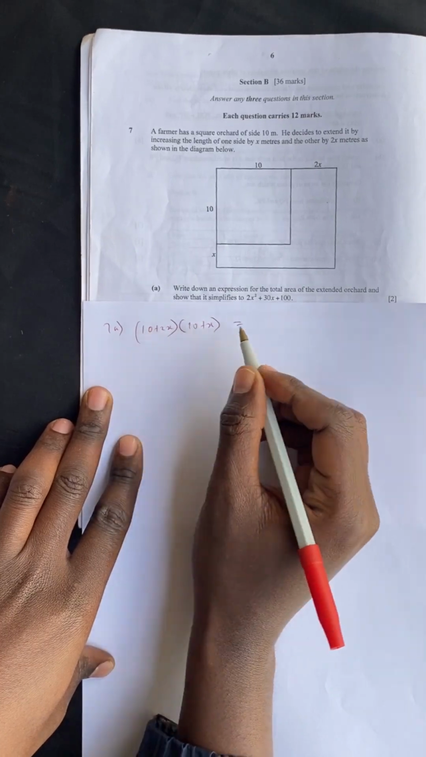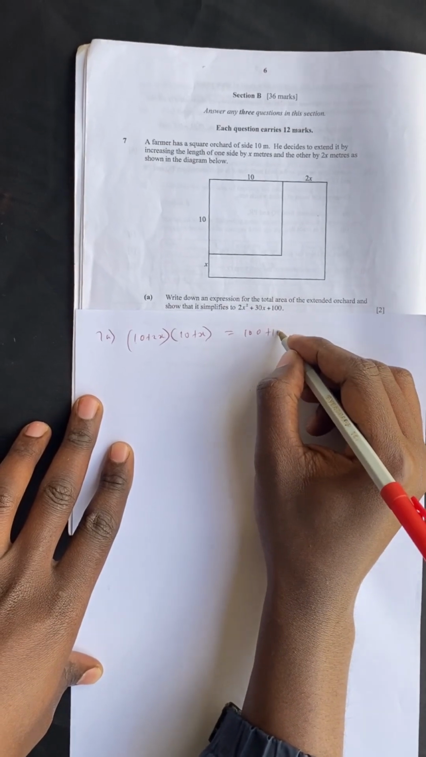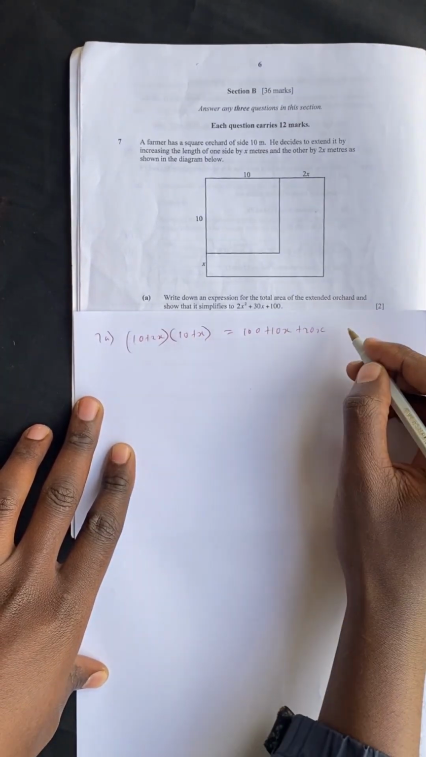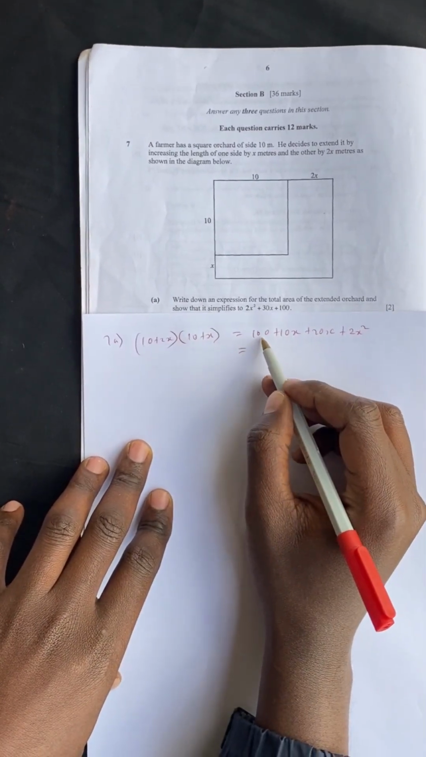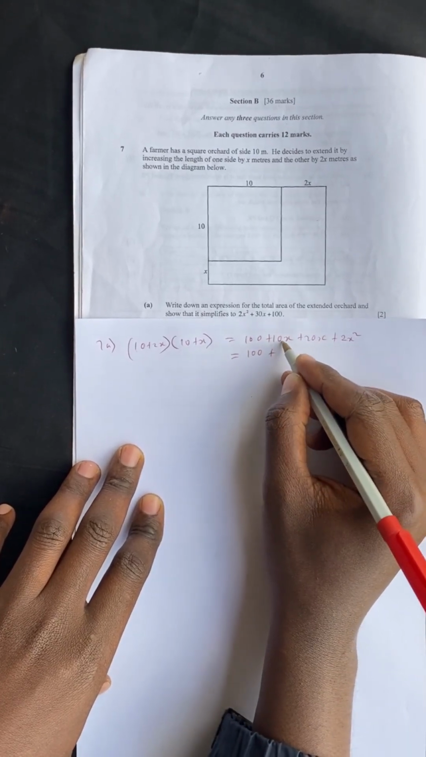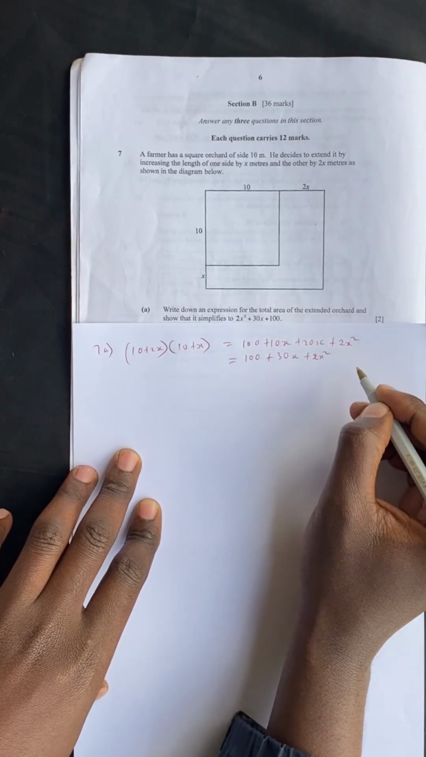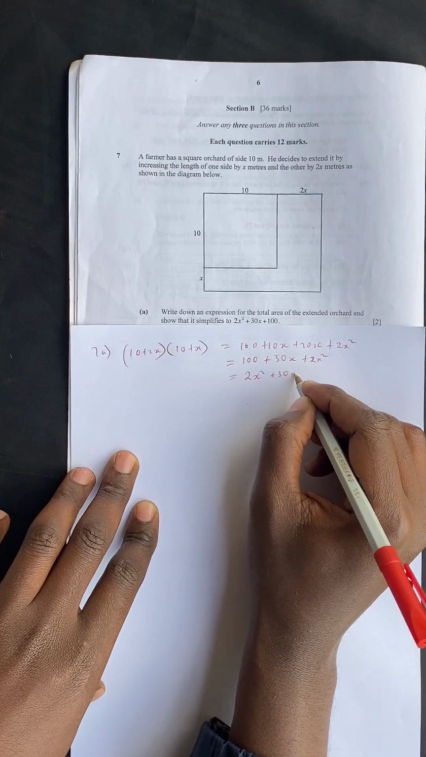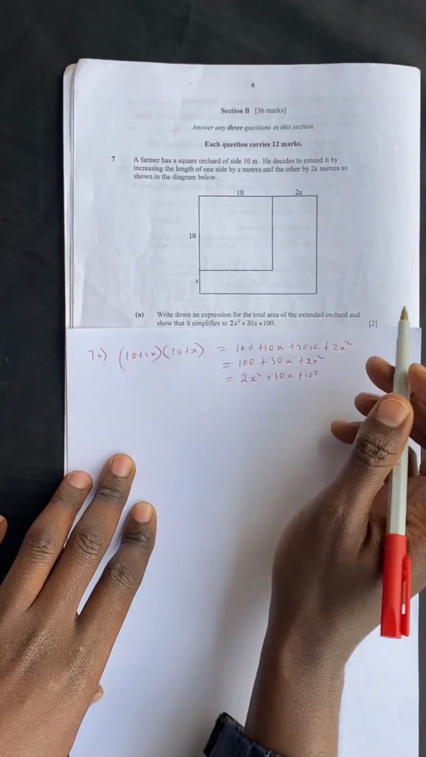And you are going to say 10 multiplied by 10, that is 100. 10 multiplied by x, we get plus 10x. 2x by 10, that is plus 20x. 2x by x, that is plus 2x squared. And if we simplify, the like terms are 10x and 20x. So we're going to have 100 plus 10x plus 20x, that is 30x, plus 2x squared. And if you start with 2x squared, it's going to be 2x squared plus 30x plus 100. So we've shown that it simplifies to 2x squared plus 30x plus 100.